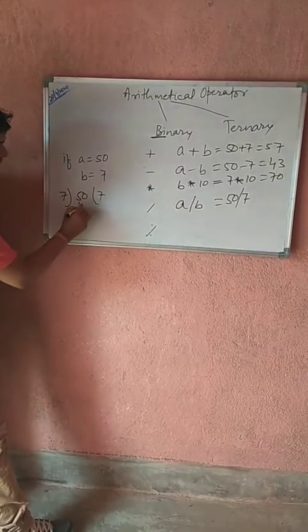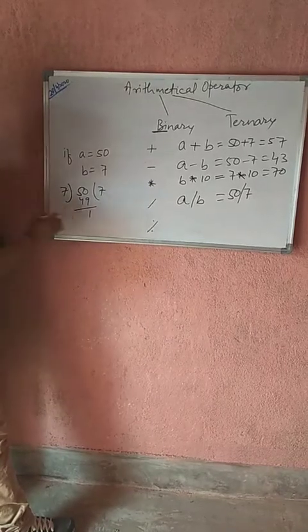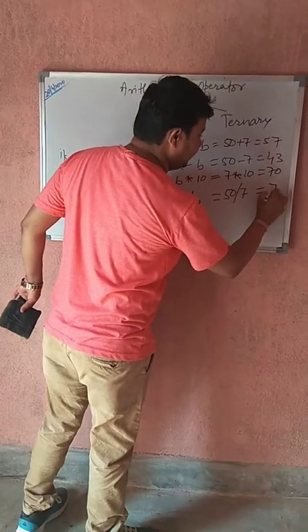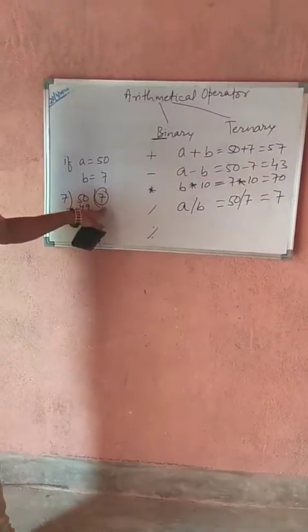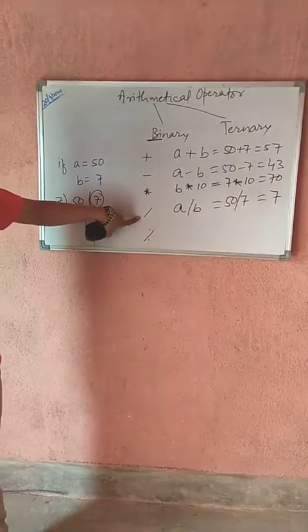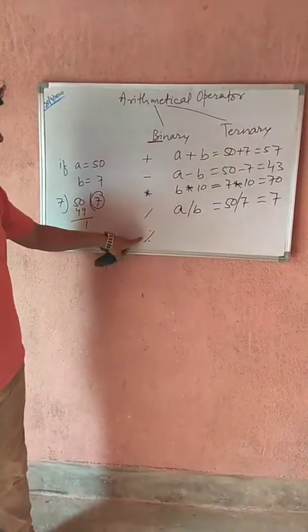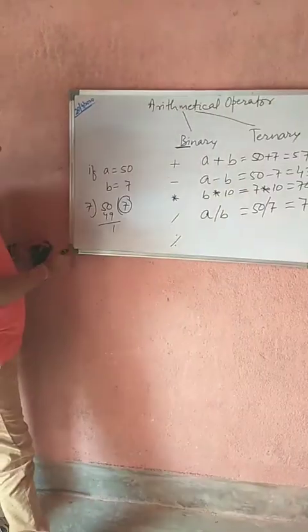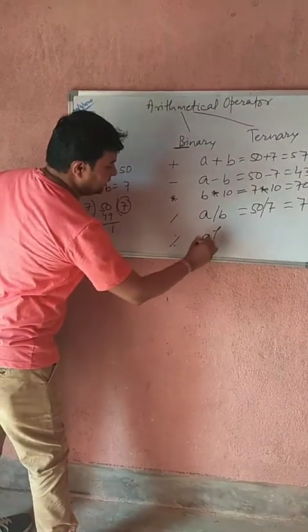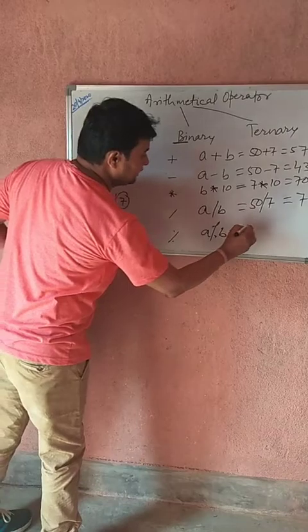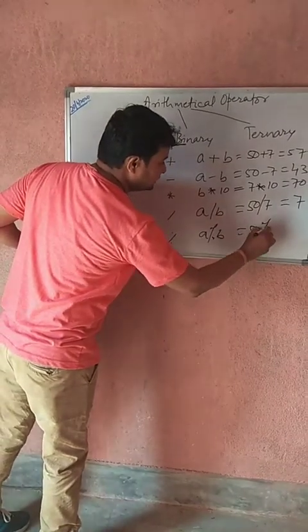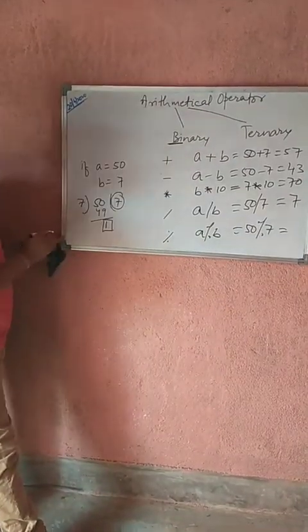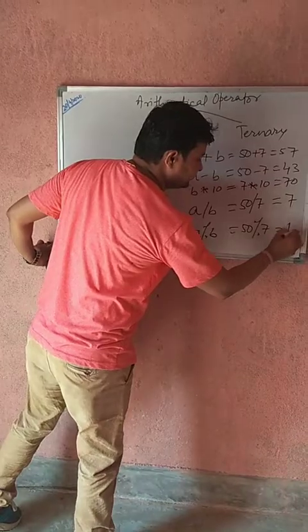7 sevens are 49. So this 7 is the quotient, so it will be 7. This division symbol gives the quotient, so the answer will be 7. For this one, this is the remainder. It always gives the remainder. So if I divide the same but give the modulus sign, then what will it give? 50 modulus 7 will give the remainder. What is the remainder here? 1. So it will produce 1.